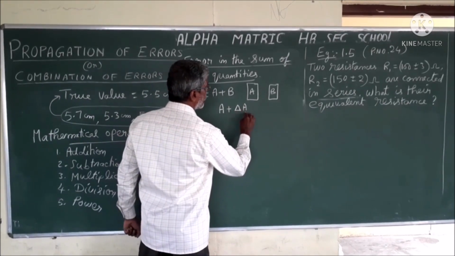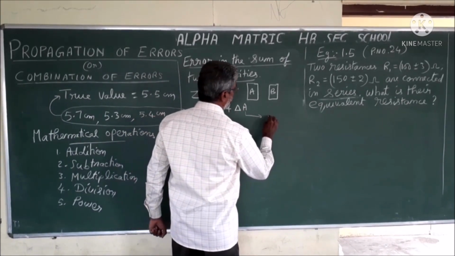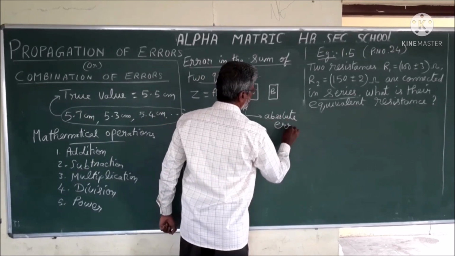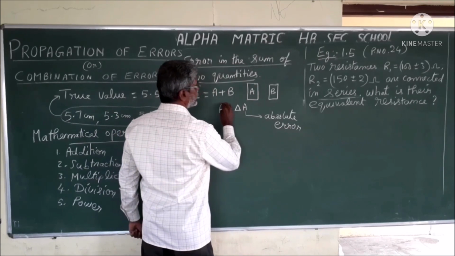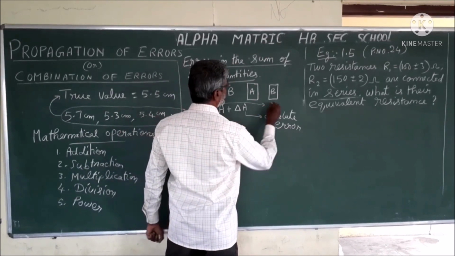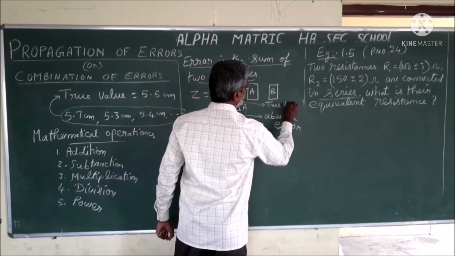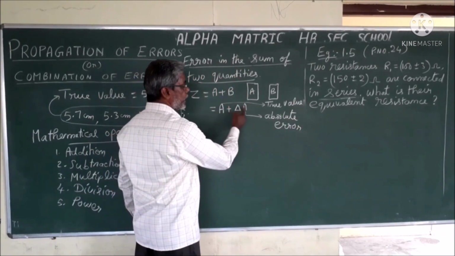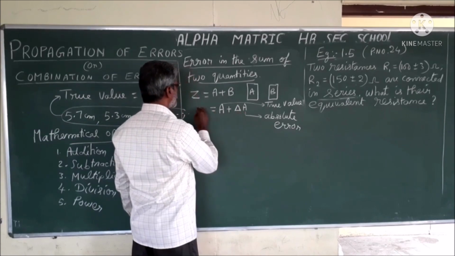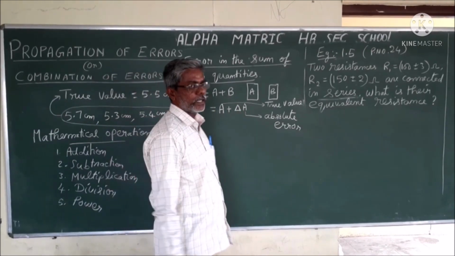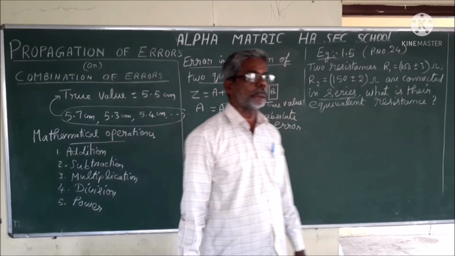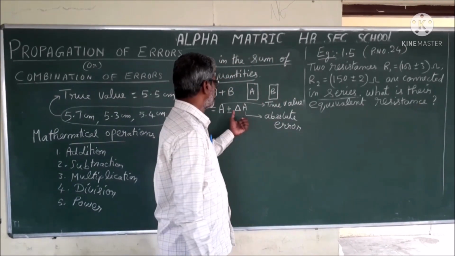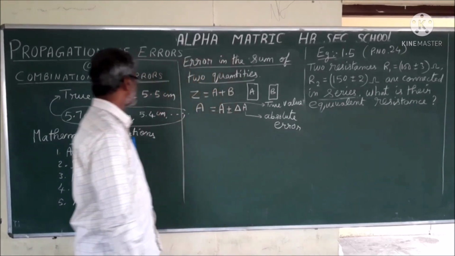This delta A is called the absolute error, and this A is called the true value. If I add or subtract, then I will be getting a measured value of A. Here I will be using plus or minus. Why am I using plus or minus here?